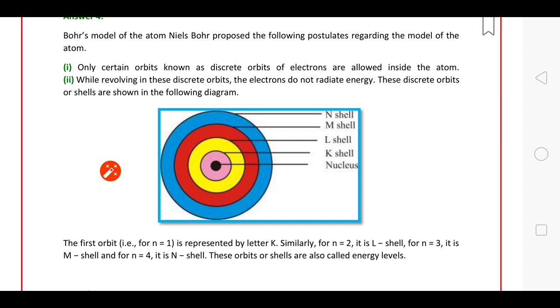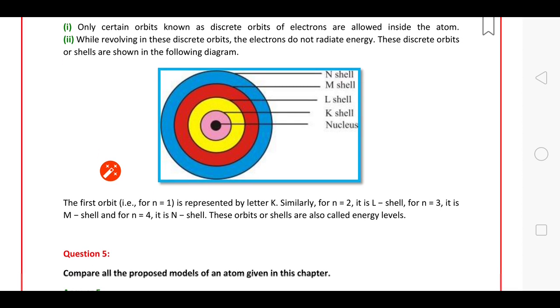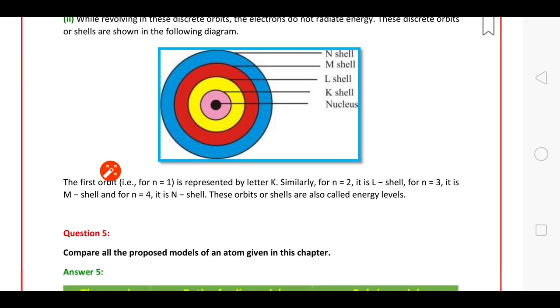These discrete orbits or shells are shown in the following diagram. So this is the K shell, this is the L shell, this is the M shell, and this is the N shell, right? And in the center there is the nucleus. The first orbit, that is number 1, is represented by the letter K. Similarly, number 2 is L, and M and N and so on, right? These orbits or shells are also called energy levels.